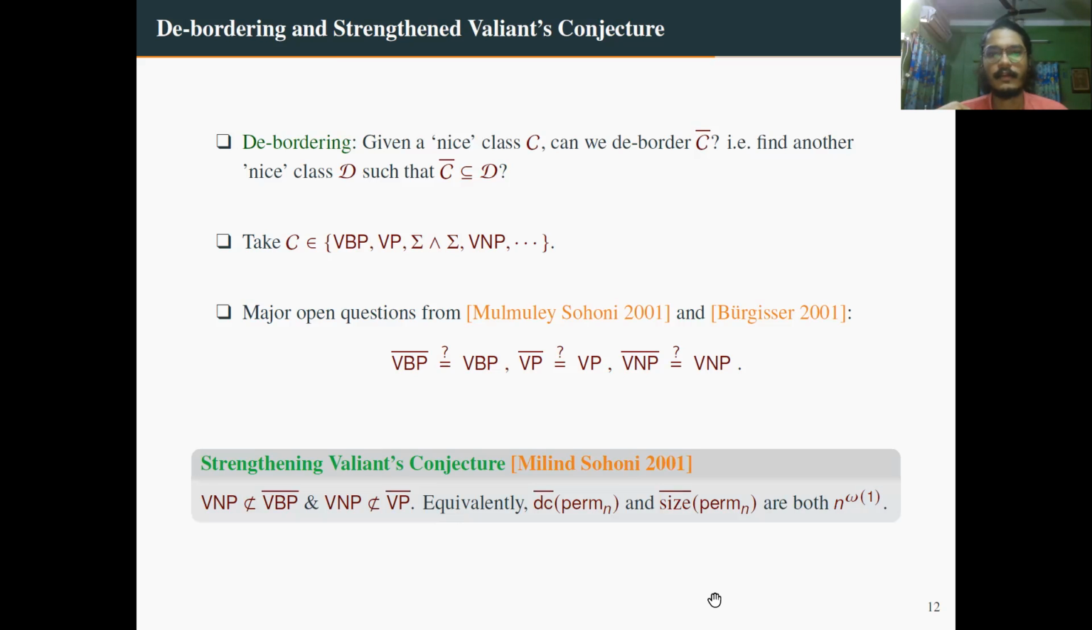And now, once you have defined the border class, you can, in some sense, strengthen Valiant's conjecture and say the same thing: whether VNP is not contained in VBP bar and VNP is not contained in VP bar. Equivalently, the border determinant complexity or the border algebraic circuit, the approximative circuit size of the permanent, should both be superpolynomially large.